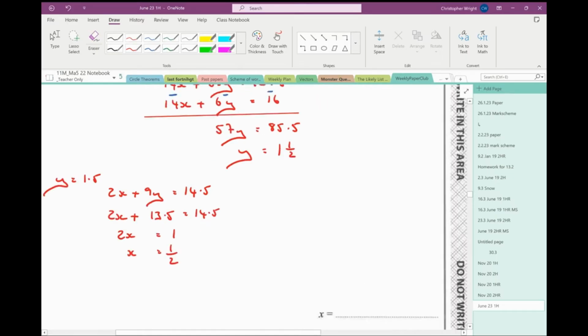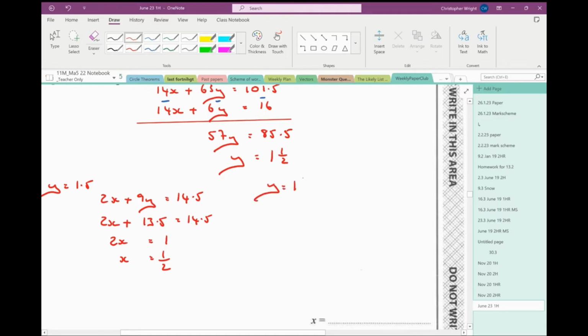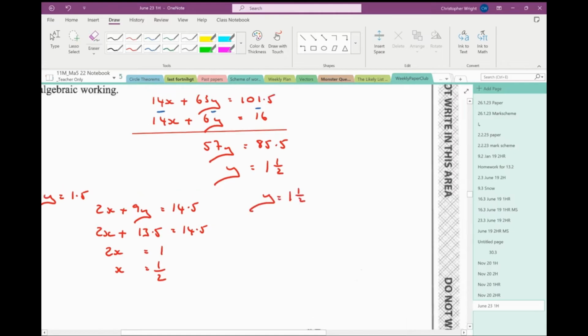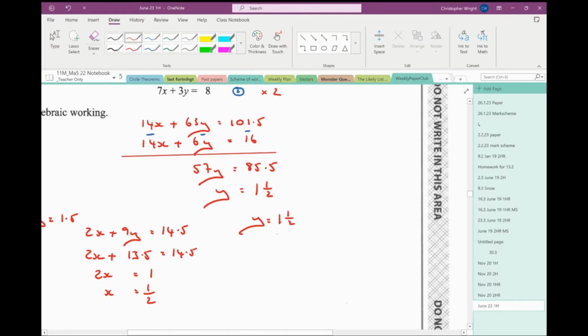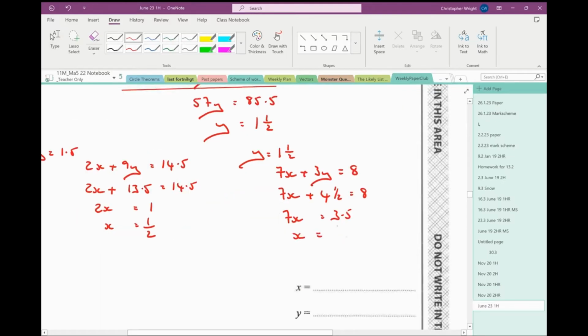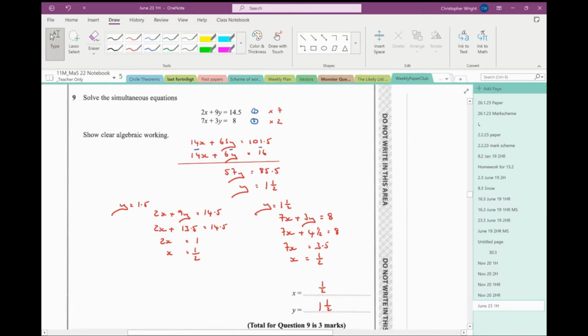Now to check my answer, I'm going to substitute y equals 1.5 into equation 2 and see if I get x equals 1/2 again. So that's going to be 7x plus 4.5 equals 8. So 7x is 8 minus 4.5, which is 3.5. Divide both sides by 7, and again I do get x is 1/2. So my answers are x is 1/2 and y is 1.5. And there's my solution to number 9.